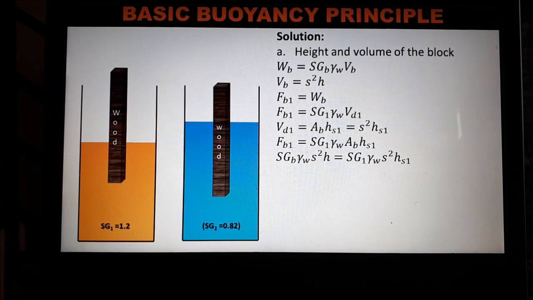Equating the two formulas, we have the weight of the block equal to the buoyant force 1. Canceling out the specific weight on both sides of the equation and S squared on both sides, we have the height of the block submerged in fluid 1 is simply equal to the specific gravity of the block times the total height of the block all over the specific gravity of fluid 1. So similarly, the height of the block submerged in fluid 2 is equal to the specific gravity of the block times the total height of the block all over the specific gravity of fluid 2.